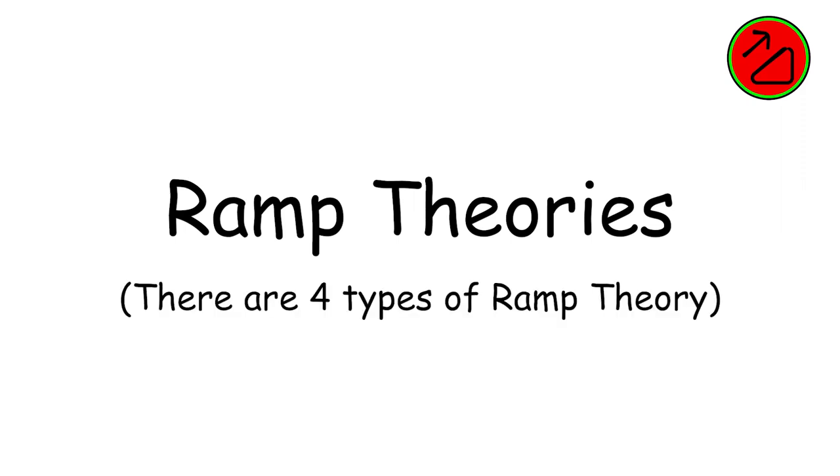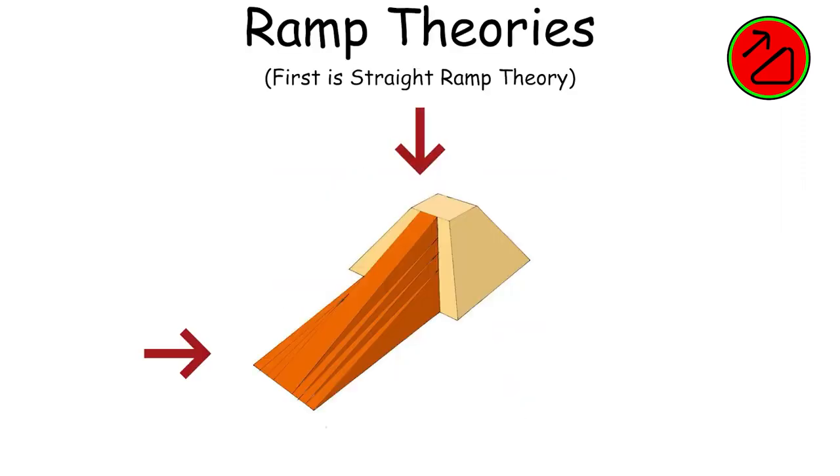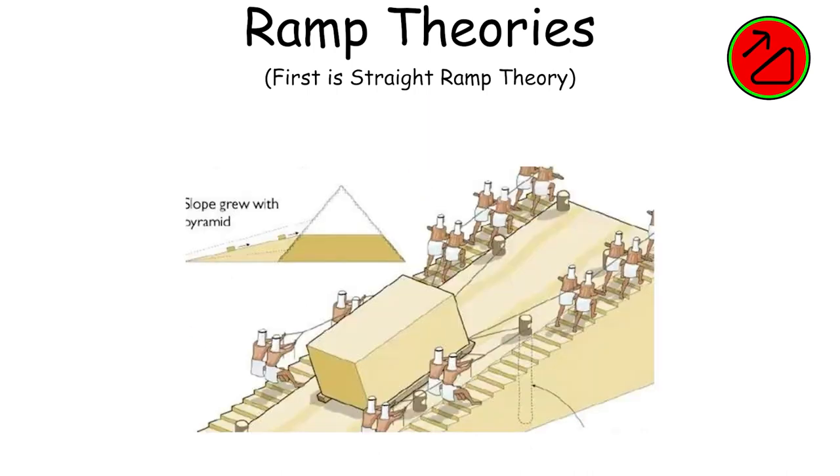Ramp theories. There are four types of ramp theory. First is straight ramp theory. The straight ramp theory suggests that a long straight ramp was constructed to haul the stone blocks up to the construction site. This ramp would have extended from the base of the pyramid to the top, allowing workers to drag the stones up the incline.